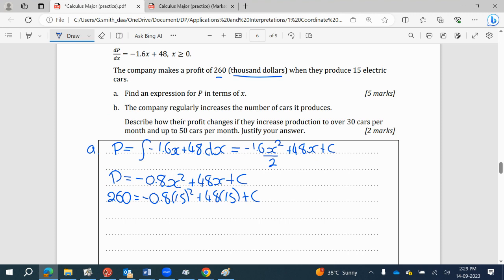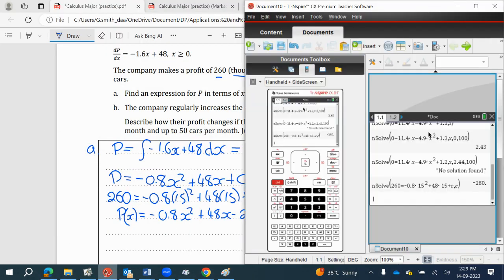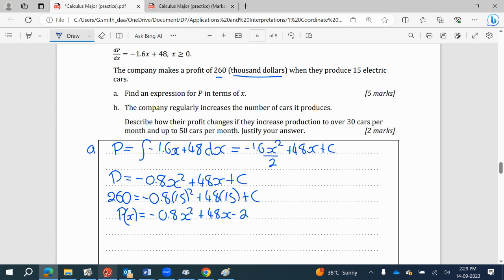So this means we need to find the profit function, P of x is equal to minus 0.8 x squared plus 48x minus 280. Here is our profit function. Reread the question: find an expression for P in terms of x. I'm done. B.